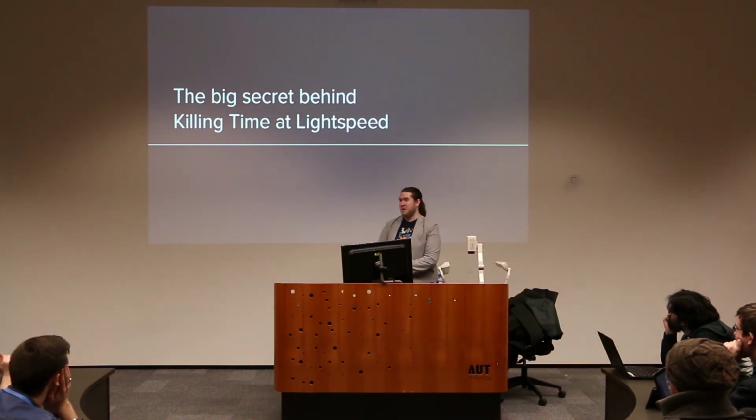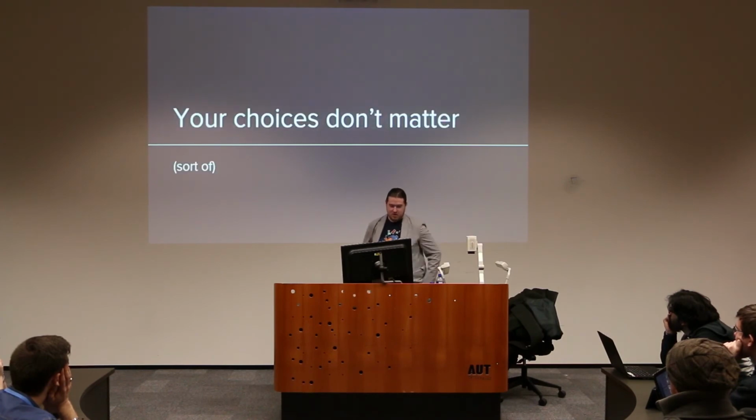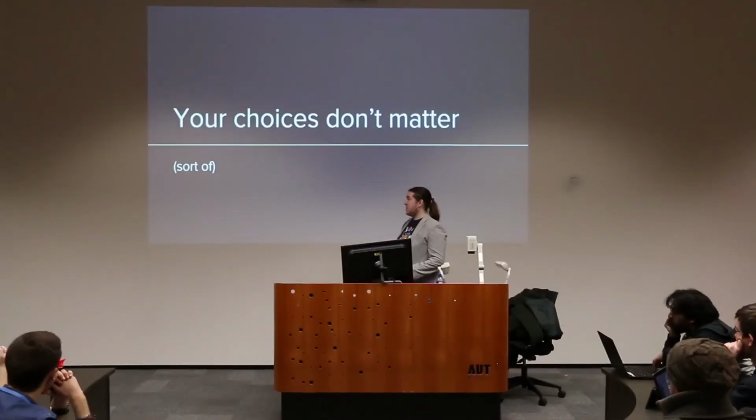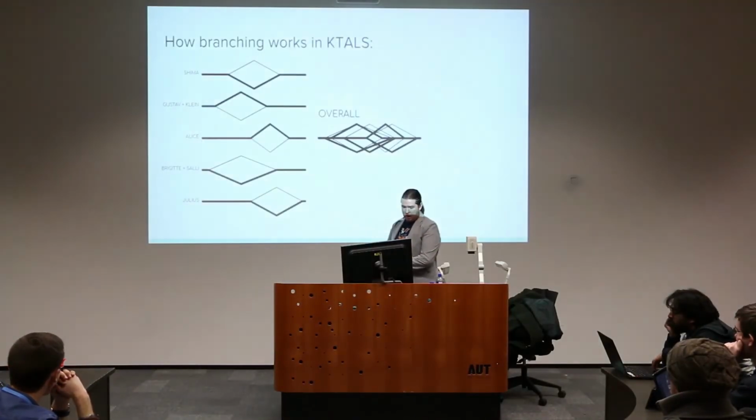Okay, I've talked about this now and then in public, but the big secret of Killing Time at Lightspeed is that your choices don't matter. The branching is totally pre-rolled from the start. Your dialogue choices matter, and the way the characters respond to you throughout the game will matter, but the actual overarching narrative is a random roll from the start, and you don't get to pick the outcome, which is the reverse of a lot of narrative games.